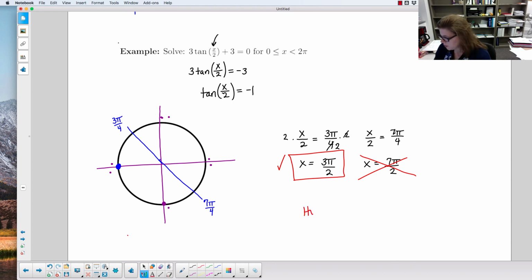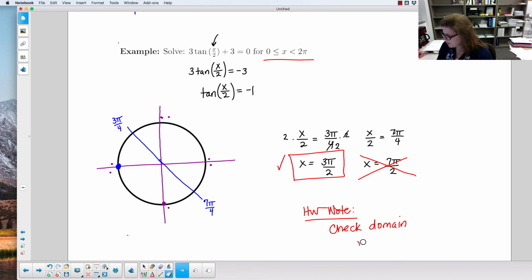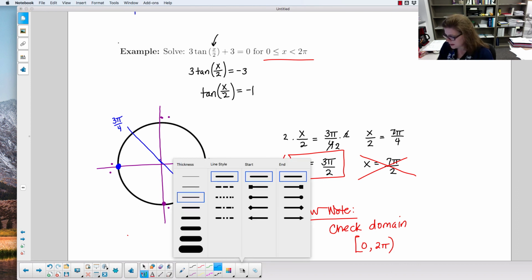One little homework note. Check the domain on problems. We have been working mostly in class with the 0 to 2 pi domain like this, not including 2 pi. Some of the problems on your homework are from 0 to 2 pi the other way.